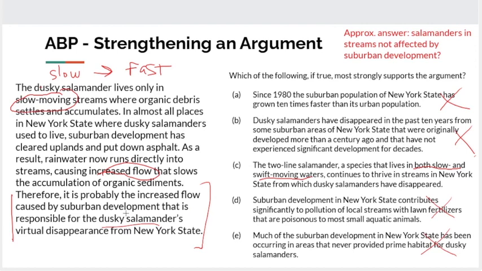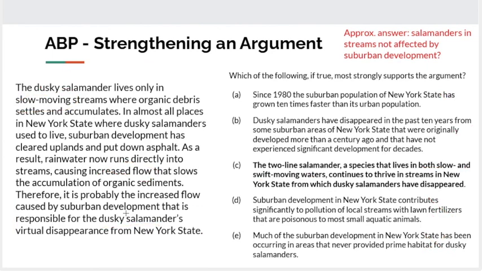So those are a couple of examples of strengthening an argument questions, and in the next video we will look at questions that involve weakening an argument.